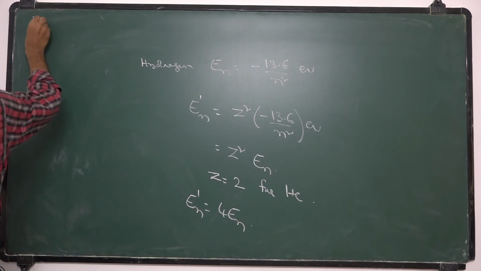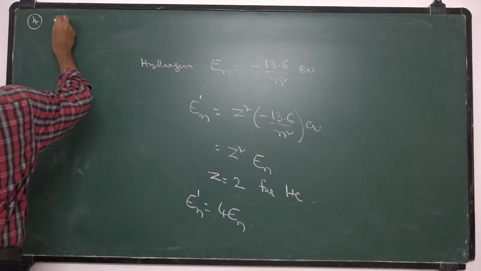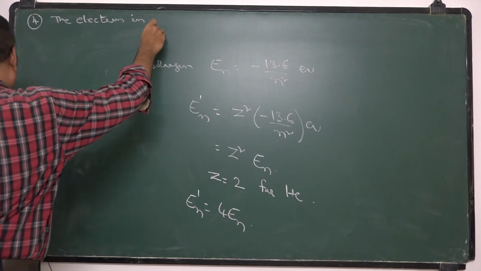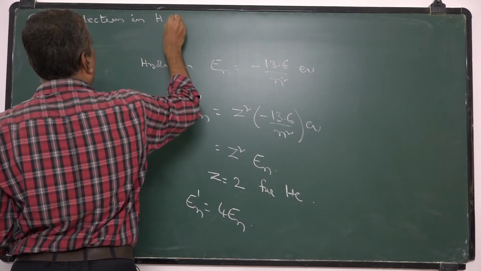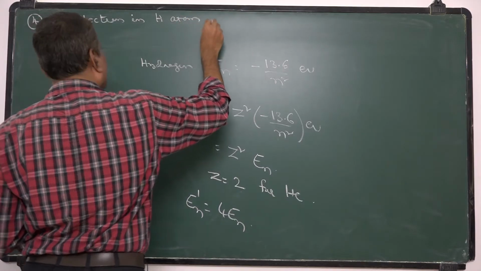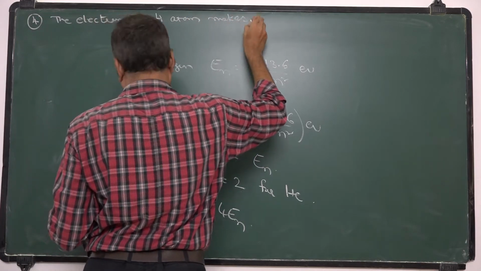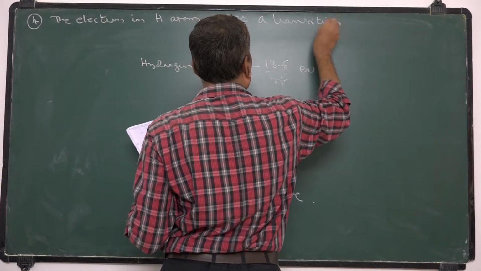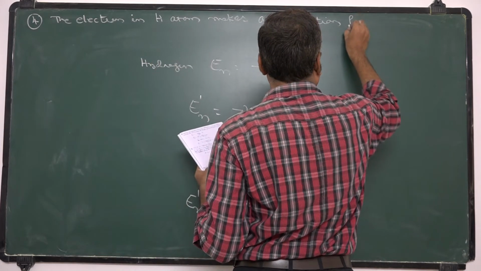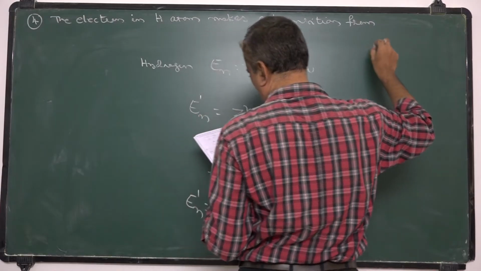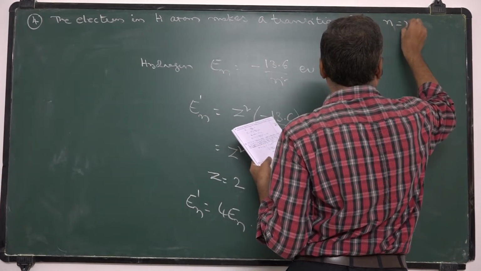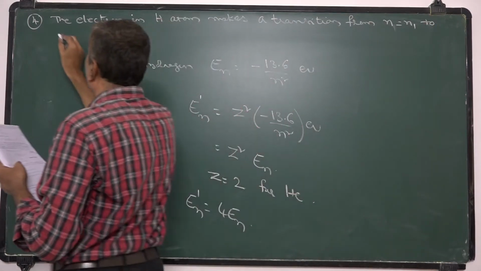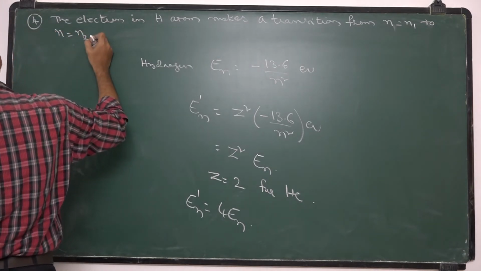Now fourth one, the electron in hydrogen atom makes a transition from n equal to n1 to n equal to n2 state.